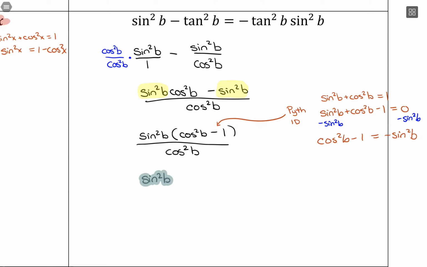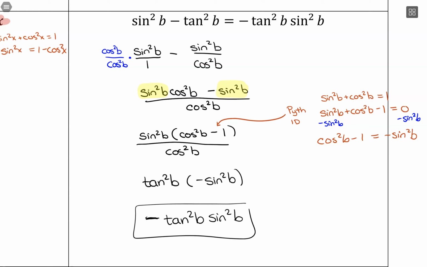Oh, in fact, I'm going to go ahead and get that tangent squared in there. Sine squared over cosine squared would turn into tangent squared. That cosine squared b minus 1 is a negative sine squared b. So there we have this tangent squared times a negative 1, so that negative could come out front. And there's sine squared. And that would be done.